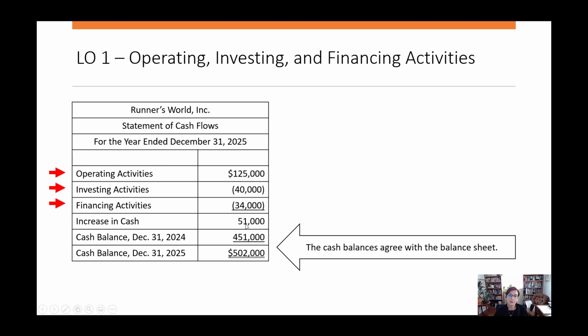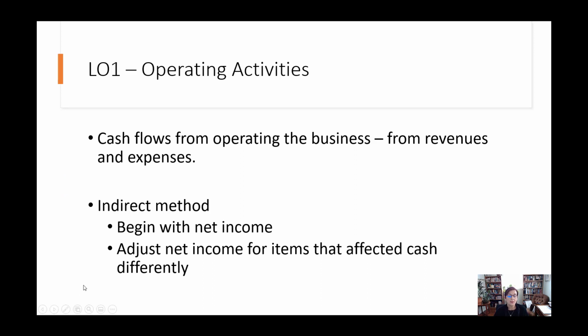Now remember, this could also be a decrease. So we're always netting. So you might be adding or subtracting, okay? And these cash balances, remember, agree with the numbers that we just saw on our little piece of the balance sheet. All right, so let's look at what goes in each of these sections, and then we're going to look at the sections in detail.